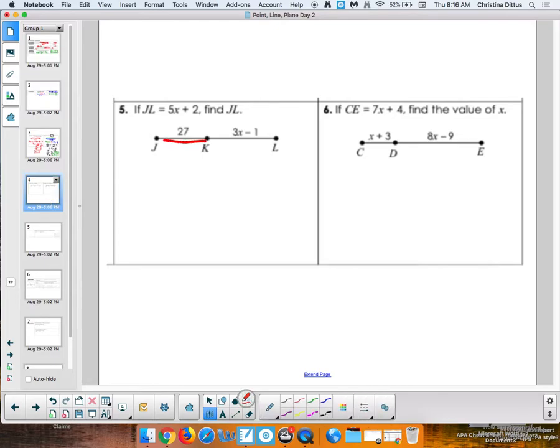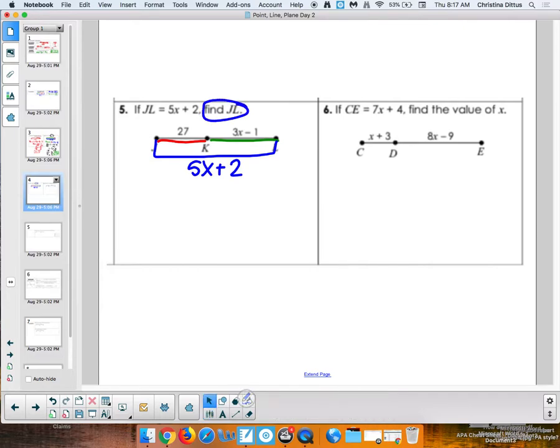I know JK is 27. I know KL is 3x minus 1. And JL, my big line, is 5x plus 2. I want to find JL, which is my big blue line. What should I do? How should I set it up? Add the red and green and do what to it? Set it equal, subtract it, multiply it.